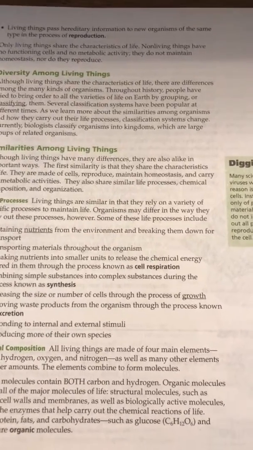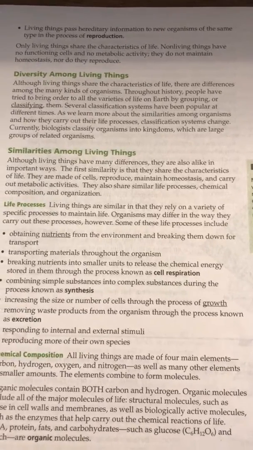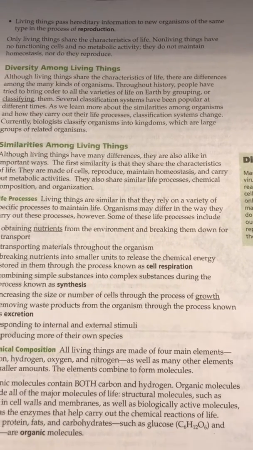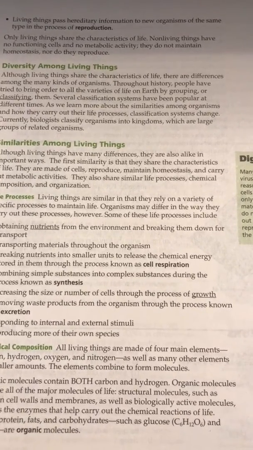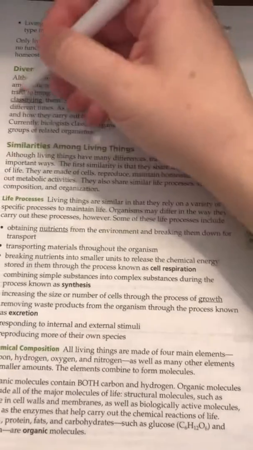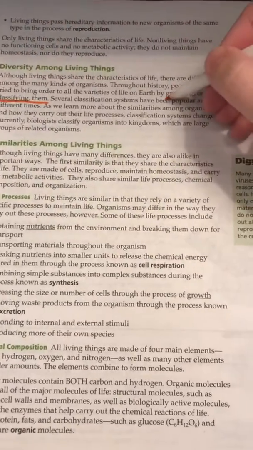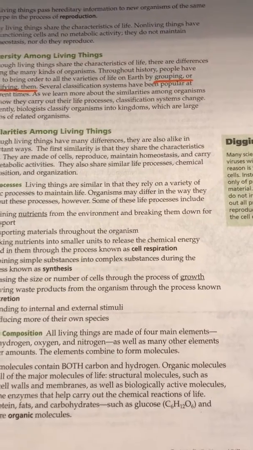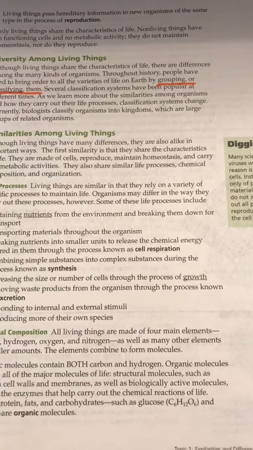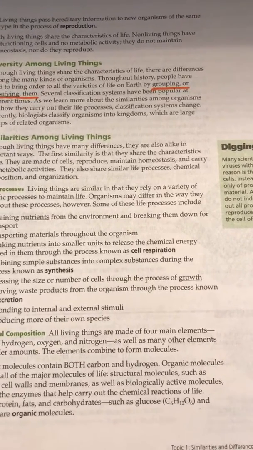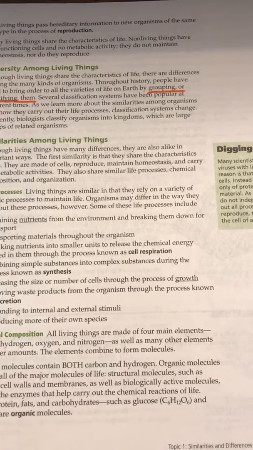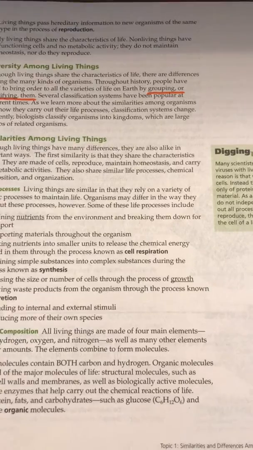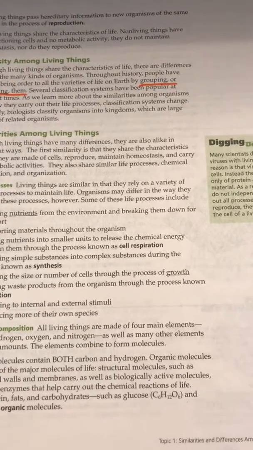Diversity among living things. Although living things share the characteristics of life, there are differences among the many kinds of organisms. Throughout history, people have tried to bring order to all the variety of life on Earth by grouping or classifying them. Several classification systems have been popular at different times. As we learn more about the similarities among organisms and how they carry out their processes of life, classification systems change. Currently, biologists classify organisms into kingdoms, which are large groups of related organisms.